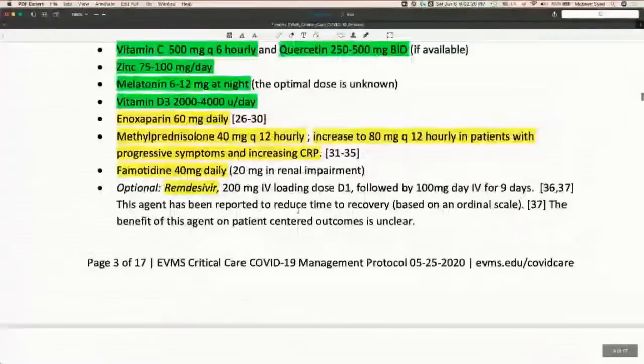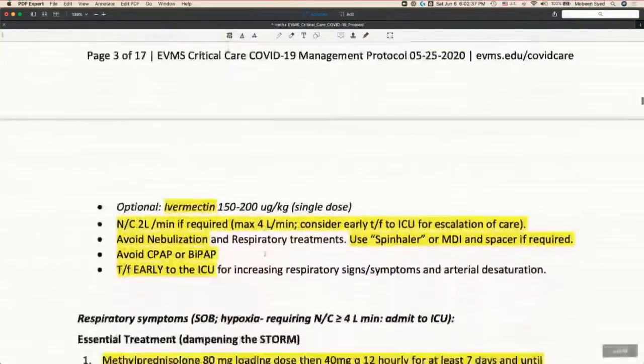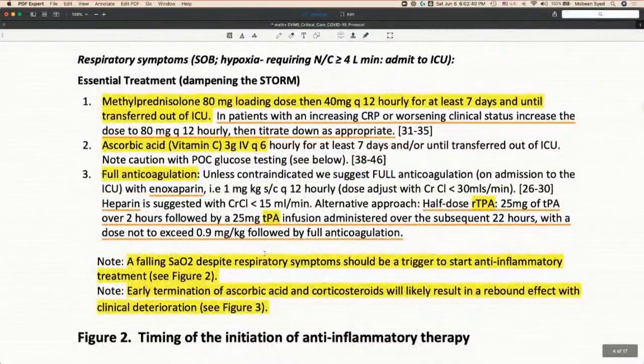Remember that yesterday we talked about mildly symptomatic patients on the floor, inpatient management. Today, we are moving to patients with respiratory symptoms and their treatment. Here, if you look at their criteria, shortness of breath is present, hypoxia requiring nasal cannula flow of more than or equal to 4 liters per minute, admit to ICU. So this is the section that we are going to look at.